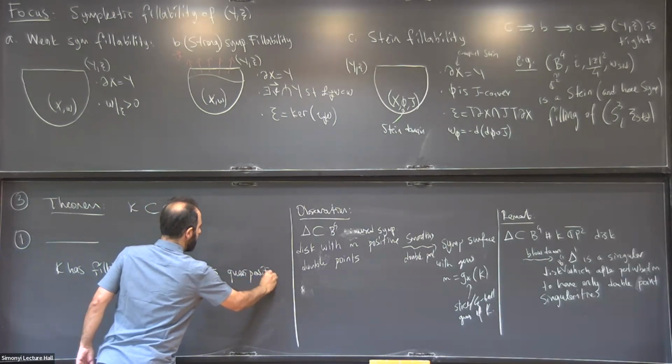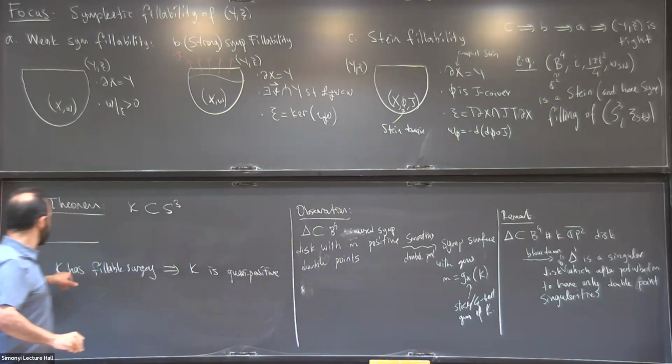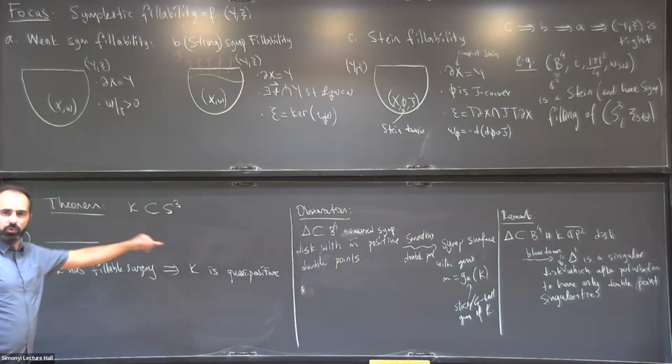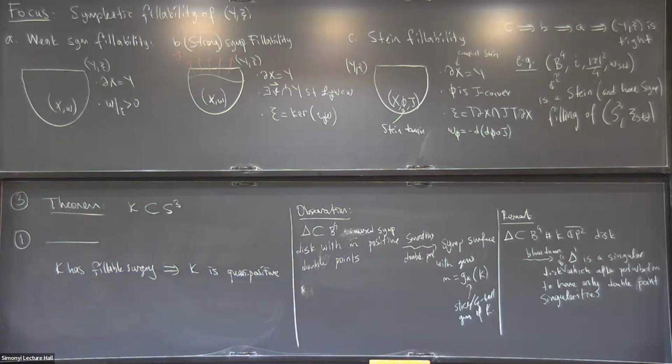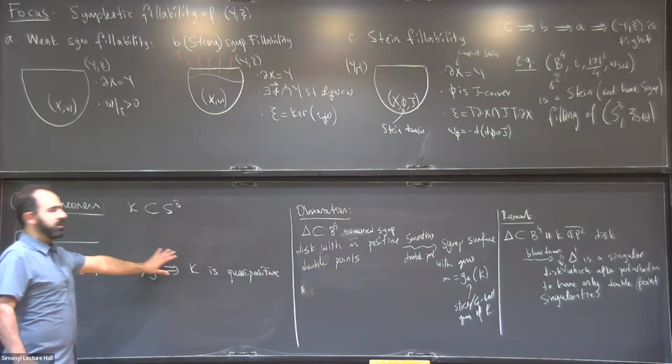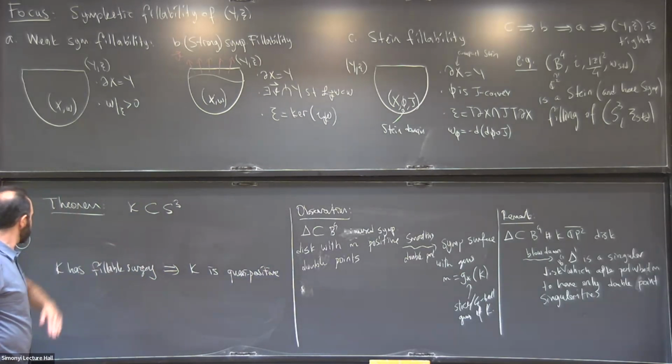Again, here I'm really kind of being careless. What I mean is that the transverse push-off of K is quasi-positive. Okay. So this much is okay. There's not much to do. So what is missing here?